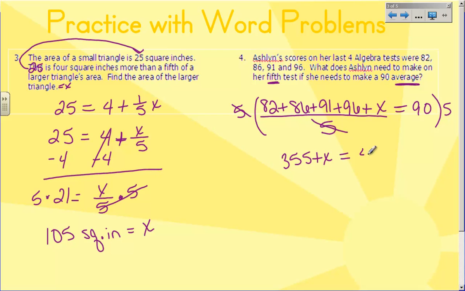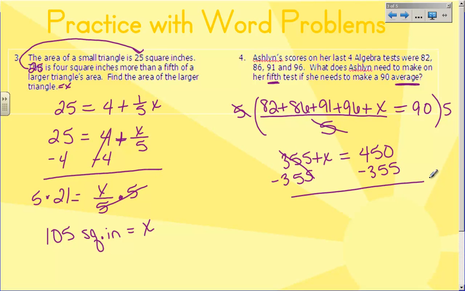And that equals 450 because 90 times 5 is 450. Now I have a simpler problem. I just need to find out what x is, and x happens to be her fifth test. So to do that, I have to get rid of this 355. Well, since that's a positive number, I will subtract it to cancel it out.